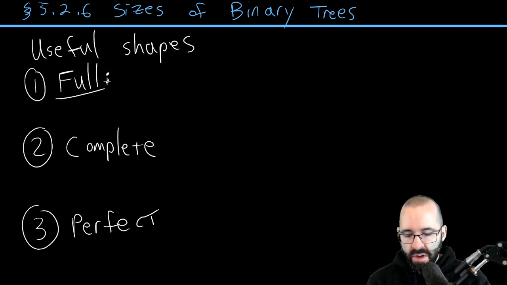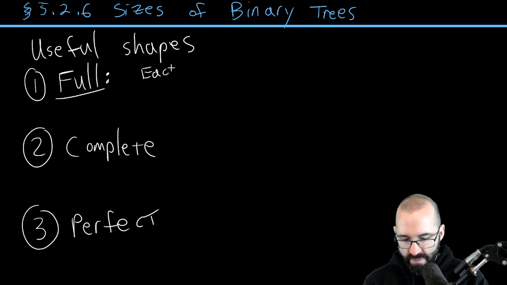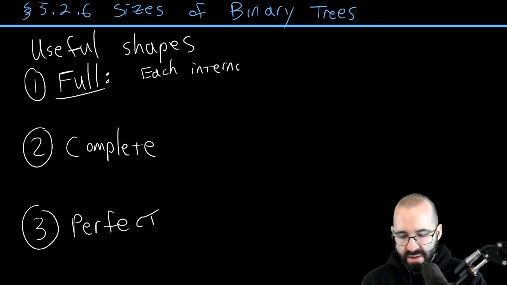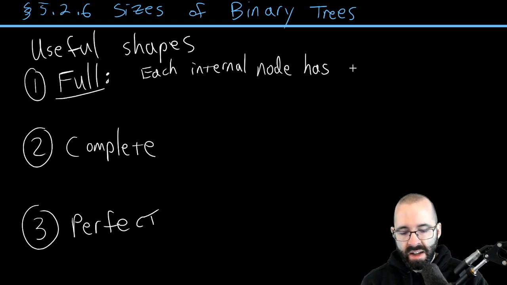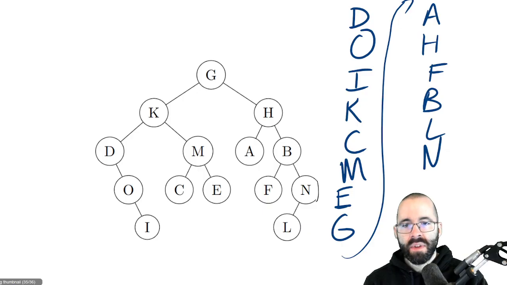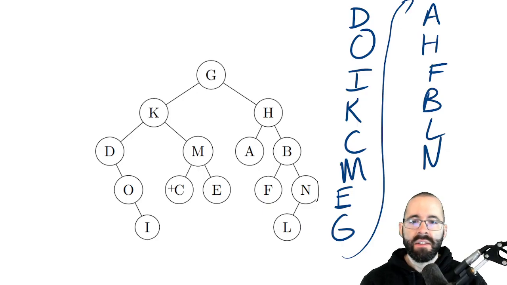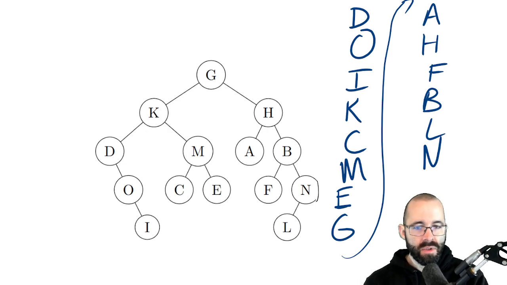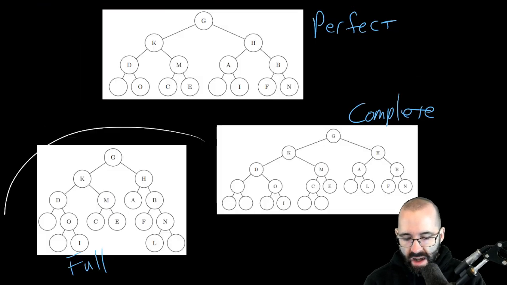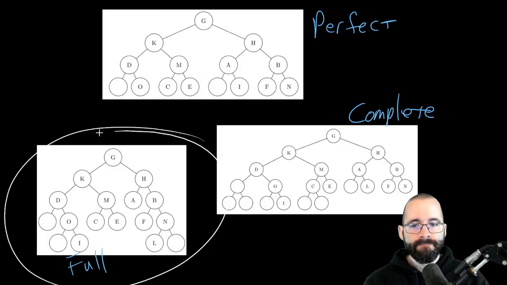something is a full binary tree if each internal node has 2 children. In other words, no node has 1 child. That might be an easier way of phrasing it. There are no nodes with 1 child. So over here, this is not a full tree. D only has 1 child. To be a full tree, every node has to have 0 or 2 children. Over here, we have a full tree, right? There are no nodes with only 1 child.